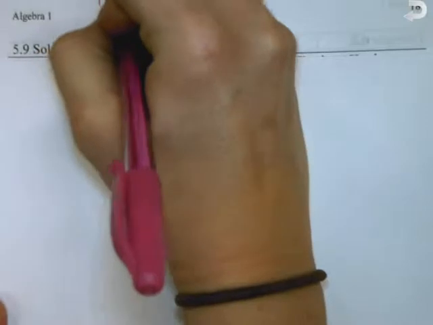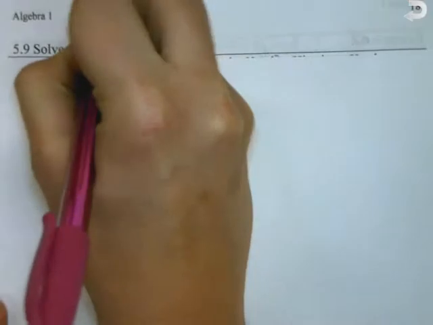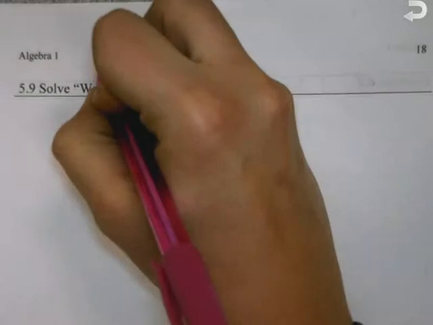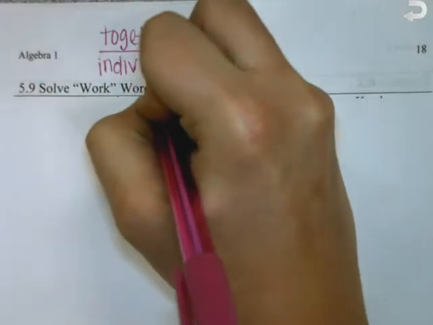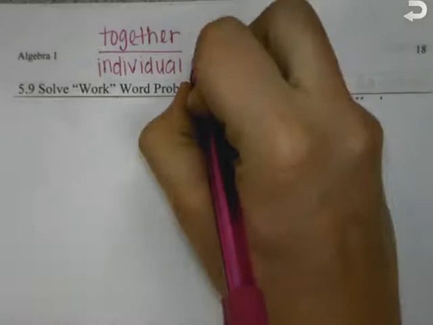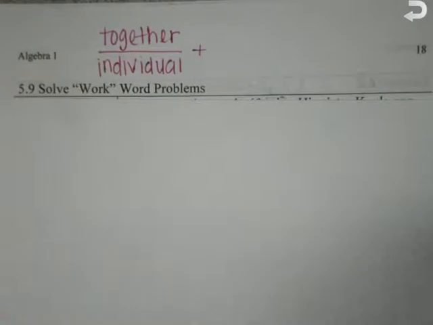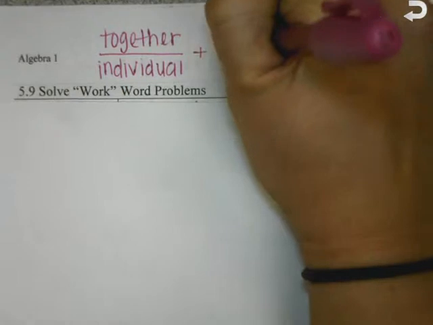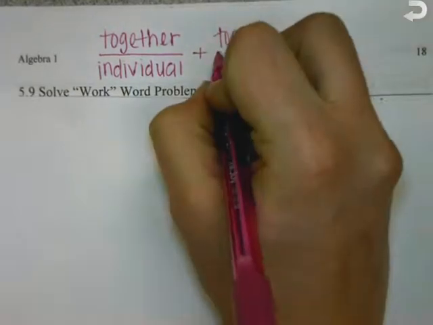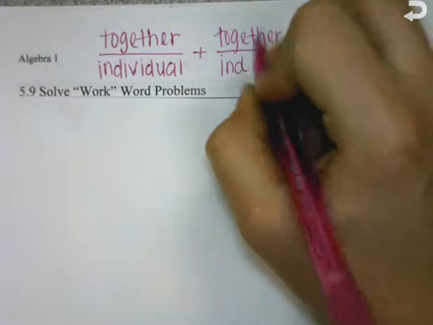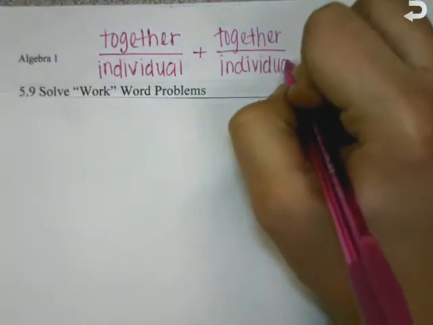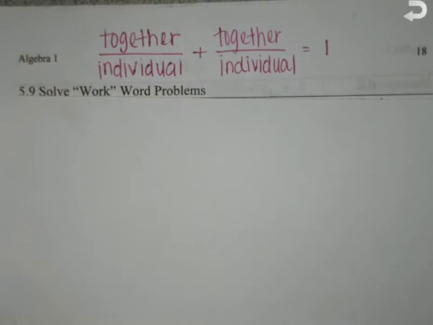So the formula is together over individual. We're going to be working with people doing work, and together, how long it takes them to do it by themselves and how long it takes them to do it together. So together over individual plus together over the other individual equals 1. Always equals 1. What's individual? You'll see.